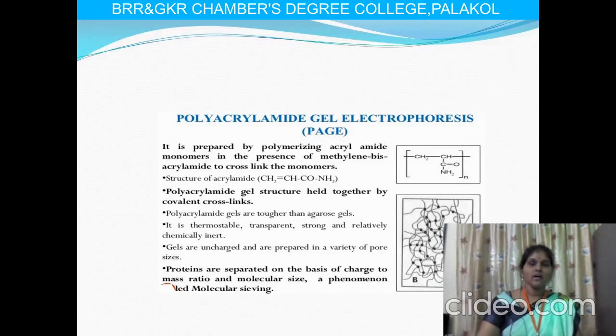Here the gel is prepared by polymerizing acrylamide monomers in the presence of methylene bisacrylamide to cross-link the monomers. So the polyacrylamide gel structure is held together by covalent cross bridges. It is thermostable, transparent, strong and relatively chemically inert. The gels are uncharged and prepared in a variety of pore sizes, and molecules are separated based upon their pore sizes. Molecules with low molecular weight move faster than high molecular weight substances. That is polyacrylamide gel electrophoresis.